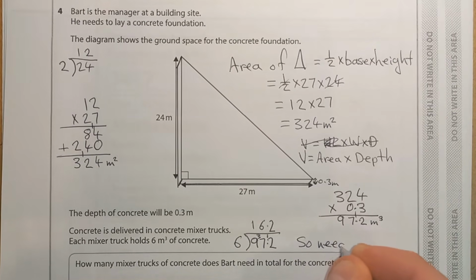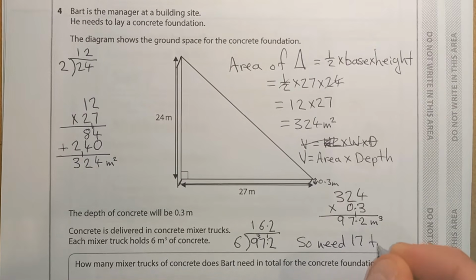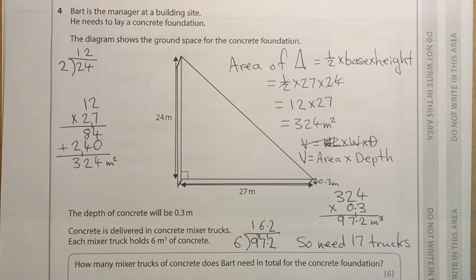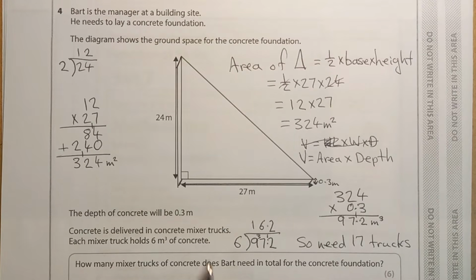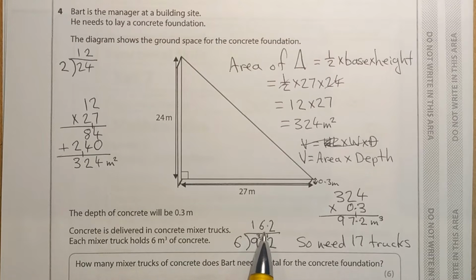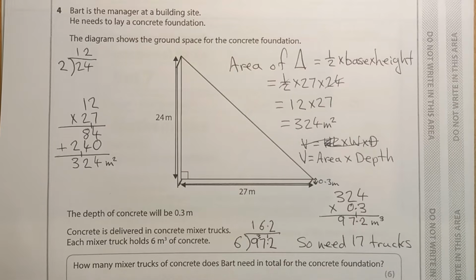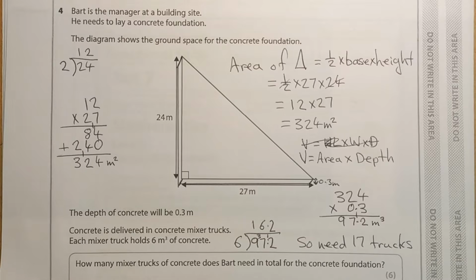We're going to need 17 trucks. Okay, so quite a bit going on there, but we've got a nice logical process. Think of what we have to work out first, get down to here, and then remember, we don't want to round it down to 16, because 16 trucks would be less than that. We have to go for 17 trucks, even though we've only got a little bit for that last 17th truck. And that's the end of the non-calculator section.